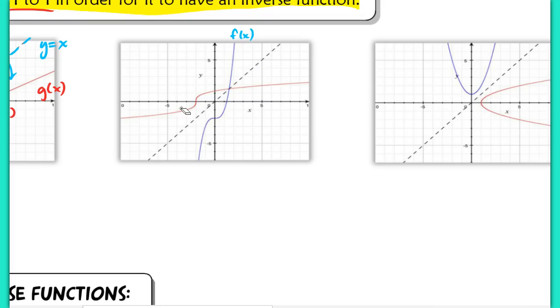Now we see the graph of its inverse. Let's call that g of x here. There's our inverse, drawn in red, and it looks exactly like the same graph here, just reflected over the line y equals x. So these are inverses of one another. So we have a function as well as an inverse function, because this is a one-to-one graph.